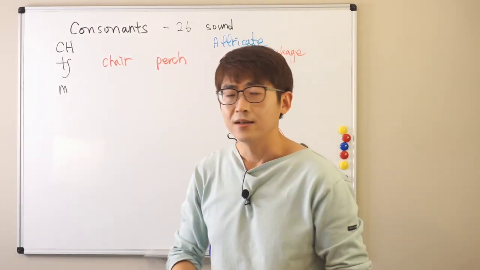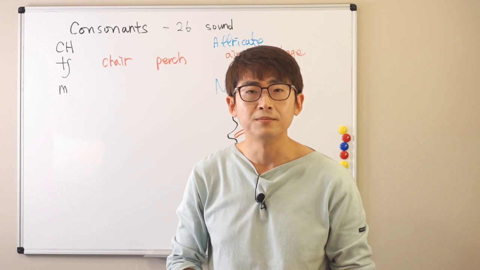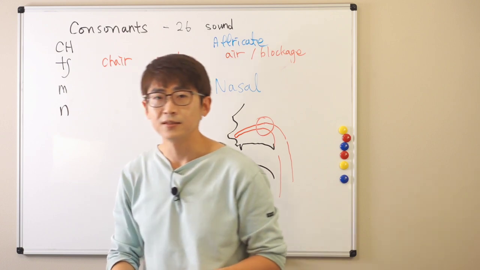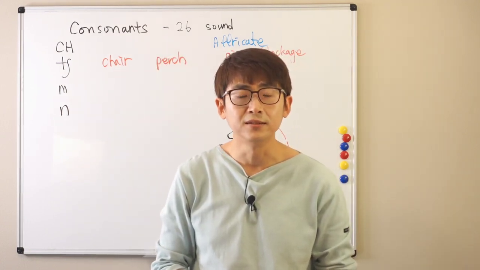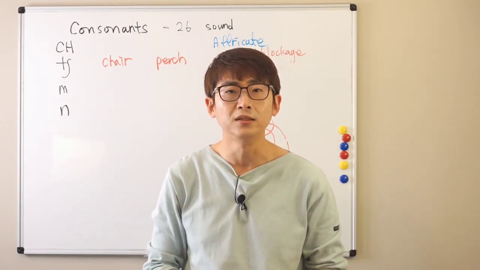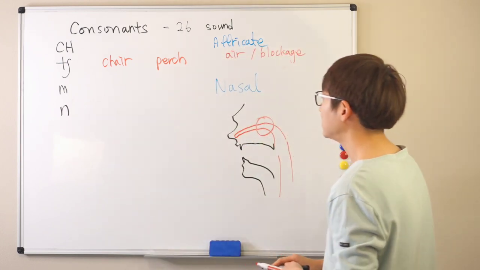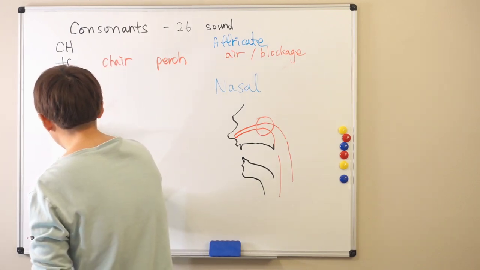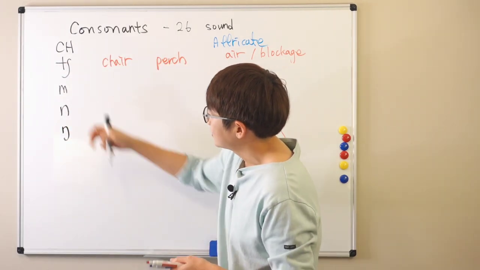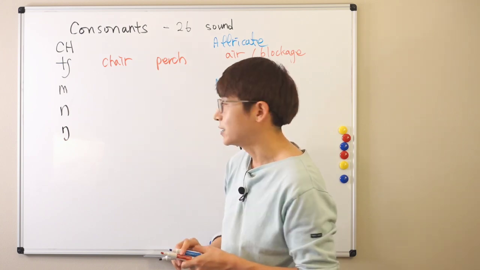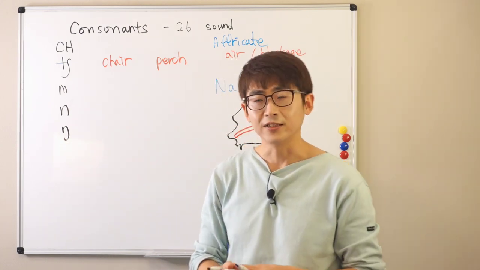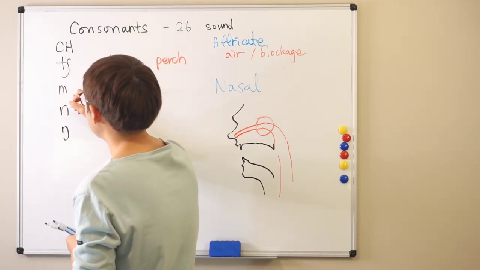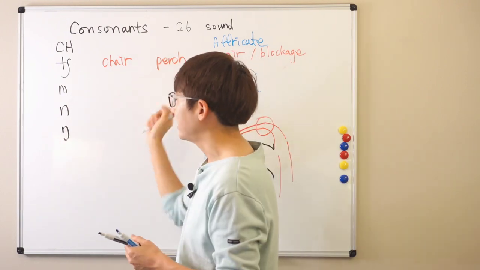The first one is this one. M-m-m. All right. And the second one is this one. N, n. Okay. And lastly, we have this one. They kind of look close to each other, but this one has a hook on the bottom. So let's begin with this one. This one has 2 sounds, one in the beginning, one at the very end.